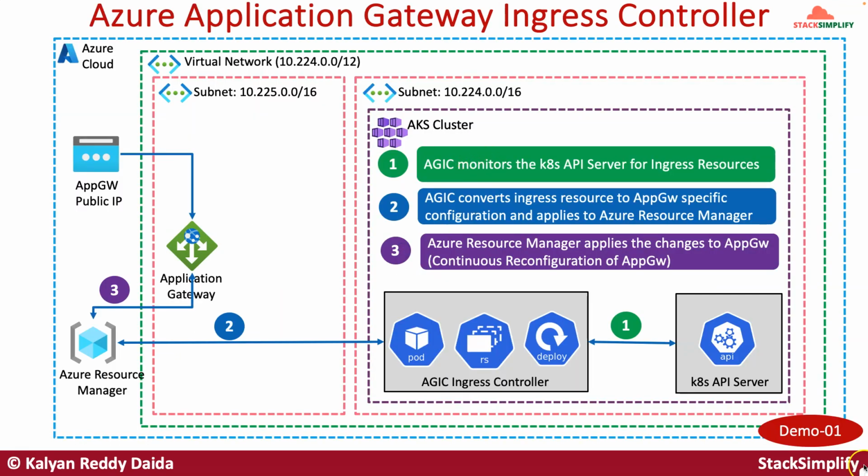We are going to start with demo 1, wherein we are going to create a virtual network, a subnet for application gateway and a subnet for the AKS cluster, and we are going to create the AKS cluster using the Azure command line CLI. With a single command we will be able to create the AKS cluster, the application gateway, and also add the AGIC Ingress controller as an AKS add-on. Then we will also learn in a detailed manner what this AGIC Ingress controller does as part of demo 01.